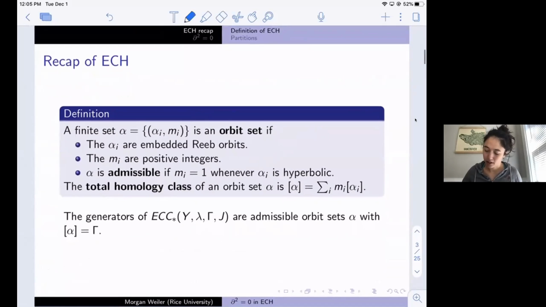And the ECH chain complex is generated by finite sets of Reeb orbits of a contact form lambda on a contact manifold Y lambda. An orbit set is a finite set of pairs where the first entry in the pair is an embedded Reeb orbit, the second entry is a positive integer, and we say that the orbit set is admissible if the multiplicity is 1 whenever alpha i is hyperbolic. So the generators are admissible orbit sets, and the total homology class of an orbit set is just the sum of the homology classes of the component orbits alpha i with the weights given by the m i, and so we consider orbit sets that are in a fixed total homology class.